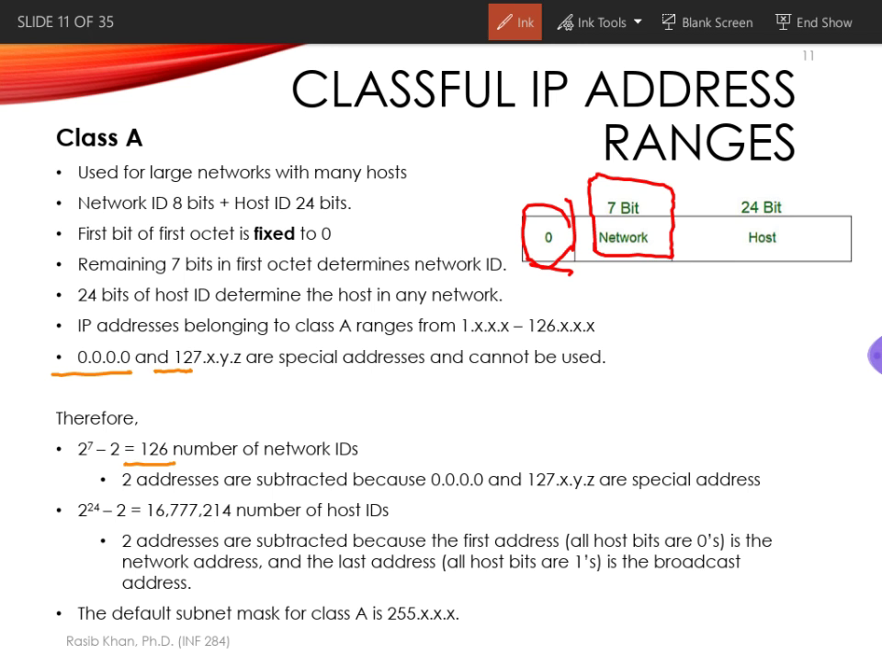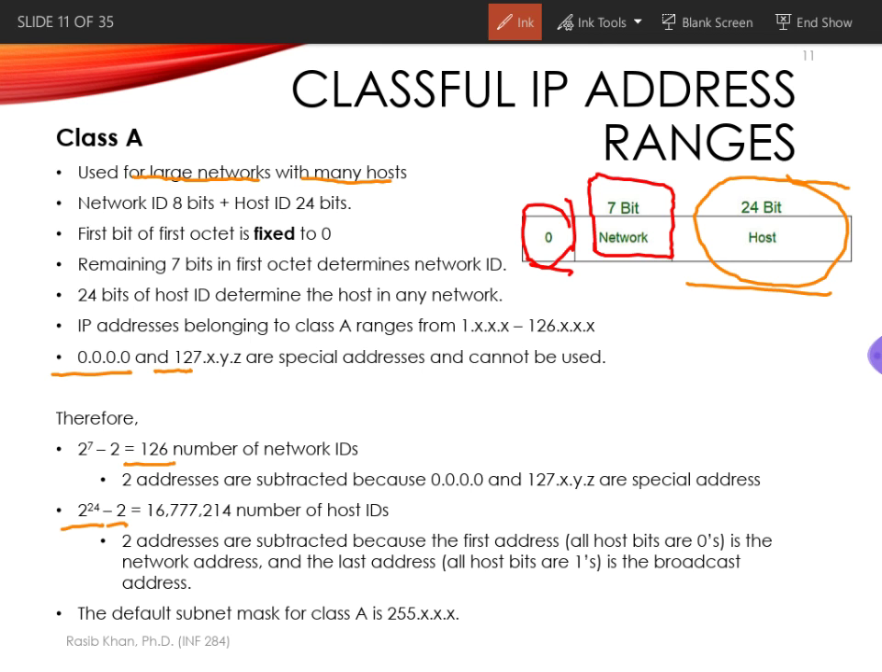However, the more interesting part comes with the fact that Class A addresses are used for large networks where we have many hosts. And it follows the same reasoning. That is, for the host IPs, we now have 24 bits that we can play with and generate the host IP addresses. So that means there are a total of 2 to the power 24 combinations for the host ID part, right? And there are 2 special addresses.